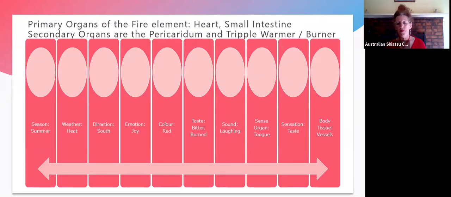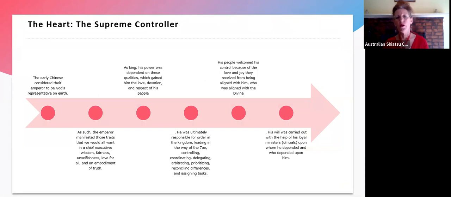So let's look at some of the correspondence, and these came from the earliest classics. We know it's the season of summer, that it is about heat, that the direction is south because predominantly this was created in the northern hemisphere. The emotion is joy, the color is red, the taste is bitter, like a burnt bitter. The sound is laughing, and the sensation of taste is the bitter, and the organ sensation is the tongue and the heart blood vessels. The heart is what I want to focus on.